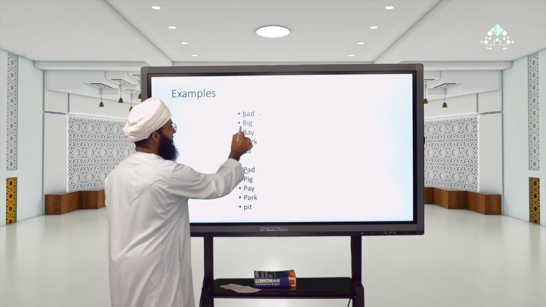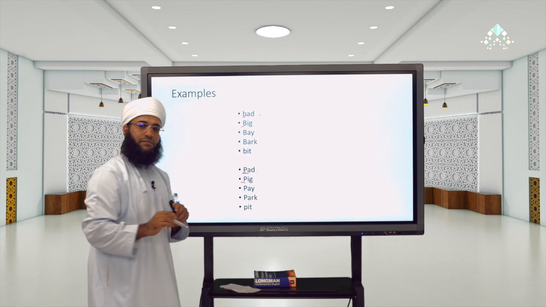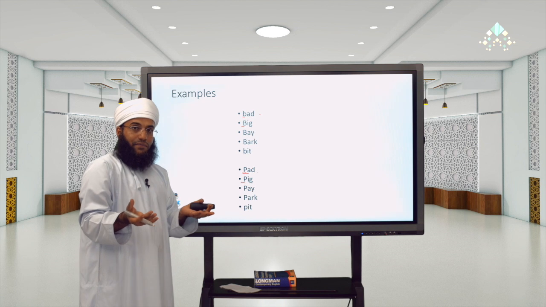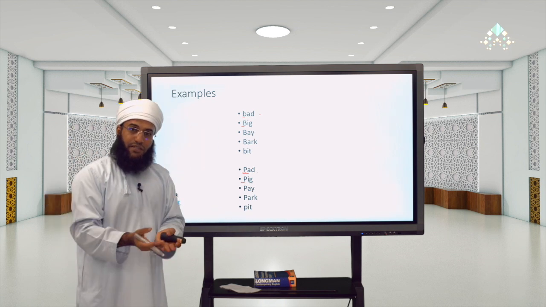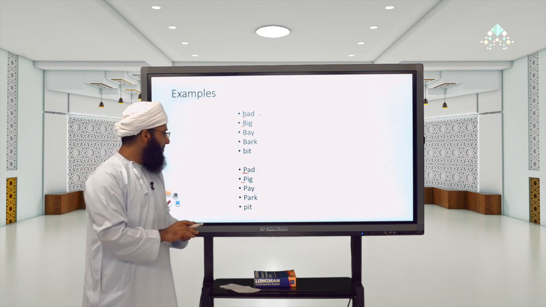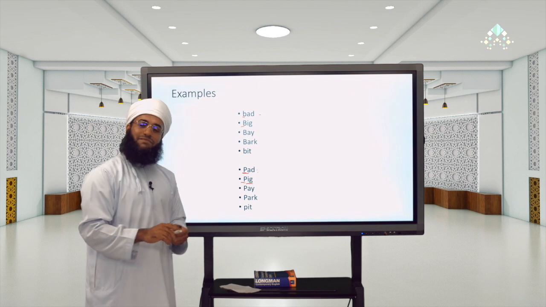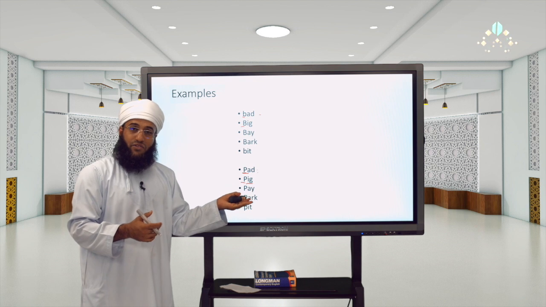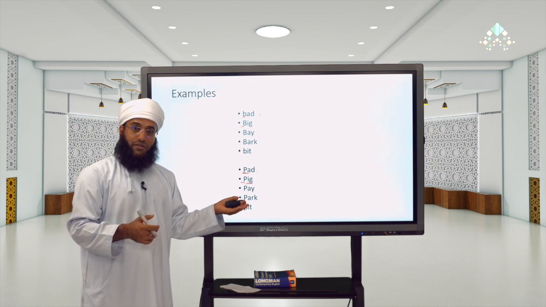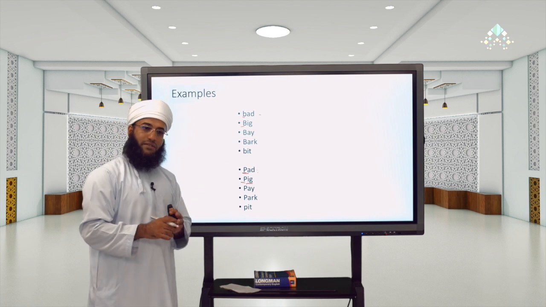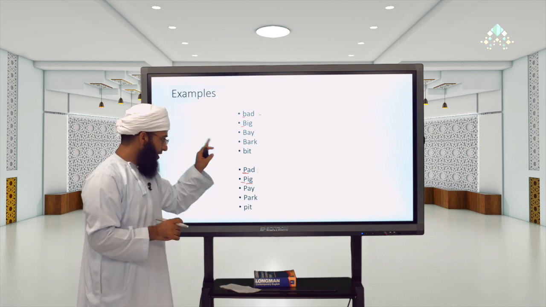How about this? Big and pig. Big difference. When you say this is big, هذا كبير, right? This is big. How about if you say this word? It's هذا خنزير, right? This is a pig. هذا خنزير. So, be careful.